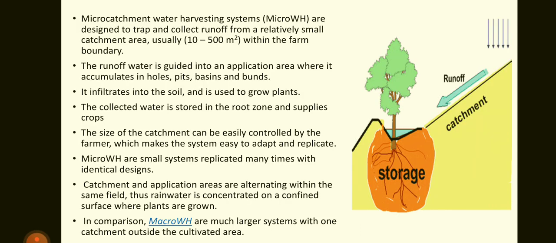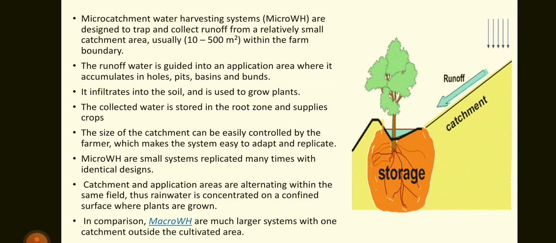So today we are going to see about the microcatchment water harvesting techniques. Microcatchment water harvesting systems are designed to trap and collect the runoff from a relatively small catchment area, usually 10 to 500 square meters within the farm boundary. The runoff water is guided into an application area where it accumulates in holes, pits, basins and bunds. It infiltrates into the soil and is used to grow the plants. The collected water is stored in the root zone and supplies the crops.